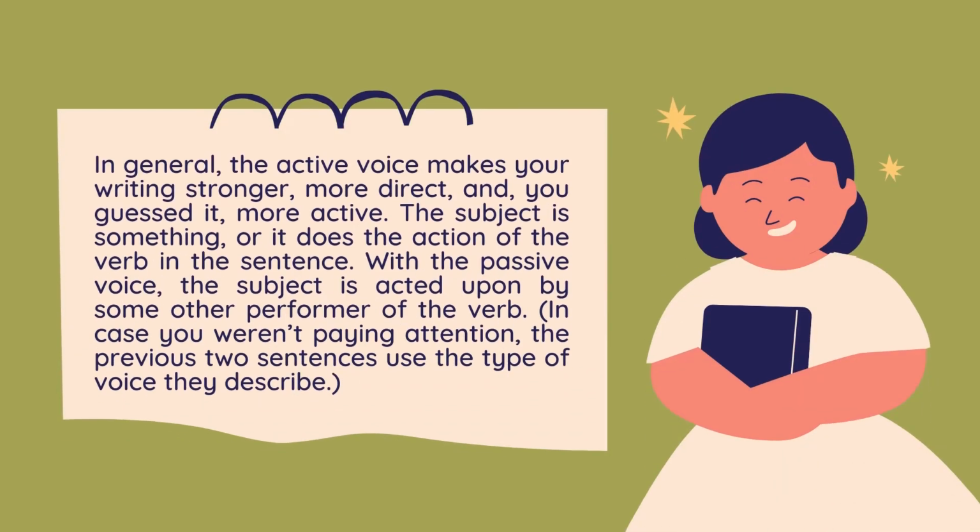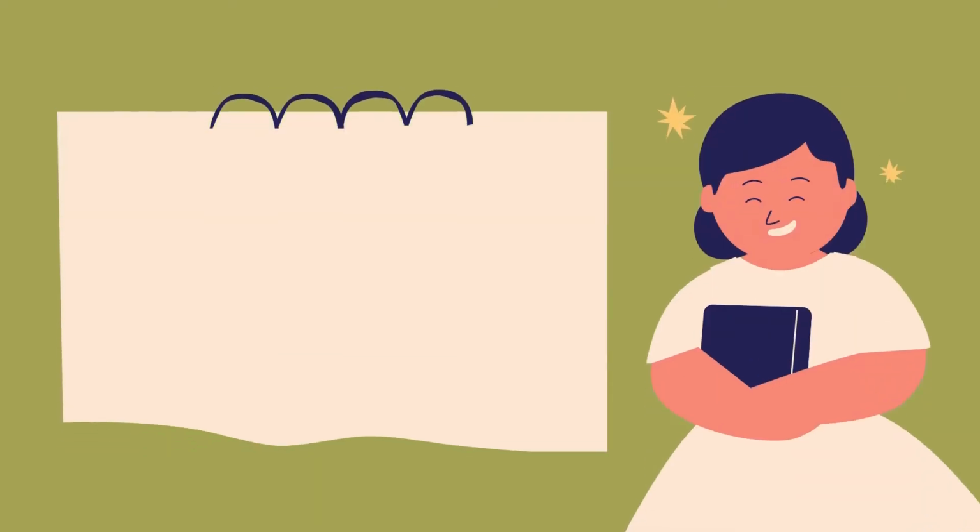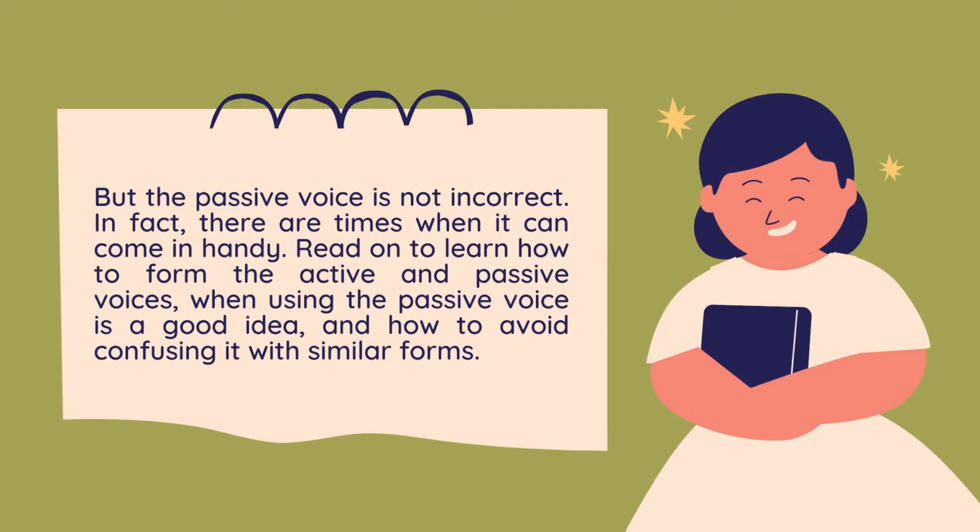What is the passive voice? In general, the active voice makes your writing stronger, more direct, and, you guessed it, more active. The subject is something or it does the action of the verb in the sentence. With the passive voice, the subject is acted upon by some other performer of the verb. The passive voice is not incorrect. In fact, there are times when it can come in handy. Read on to learn how to form the active and passive voices, when using the passive voice is a good idea, and how to avoid confusing it with similar forms.